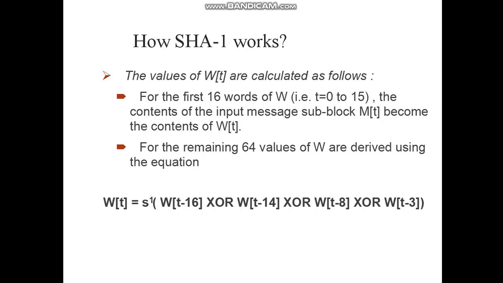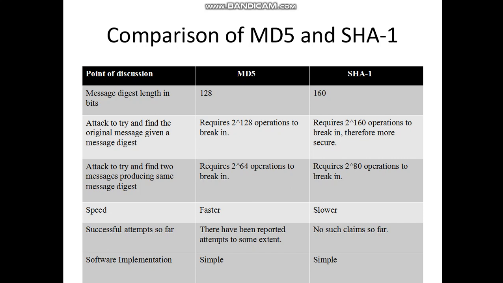We already saw the W of T value in this algorithm. To calculate W of T for the first 16 words, that is T ranging from 0 to 15, the same M of T value, that is the message block value, is stored in W of T. The remaining values of W of T, from 16 up to 79, are derived using the following equation, shown in the slide. This is the end of the algorithm.